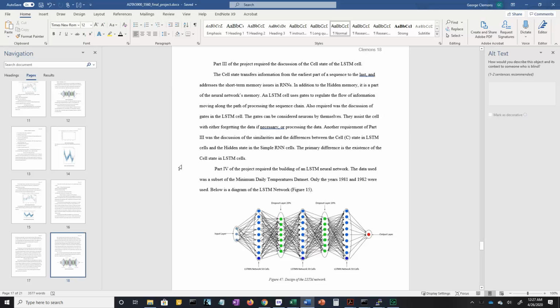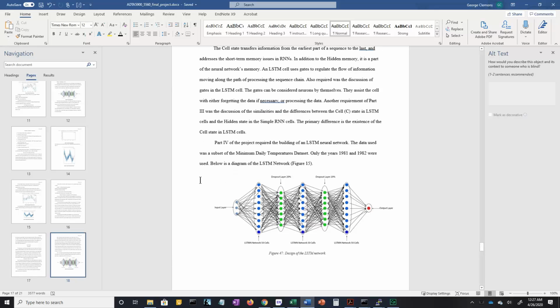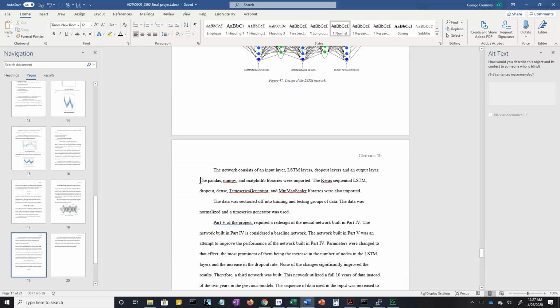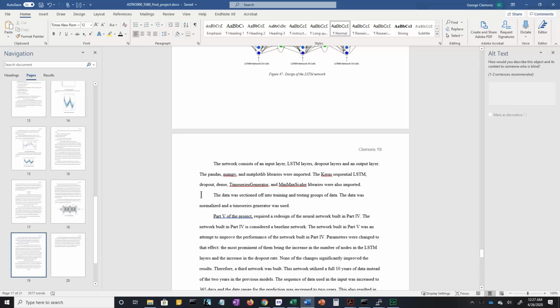Part 4 of the project required the building of an LSTM neural network. The data used was a subset of the minimum daily temperatures dataset. Only the years 1981 and 1982 were used. Below is a diagram of the LSTM network. The network consists of an input layer, LSTM layers, dropout layers, and an output layer.